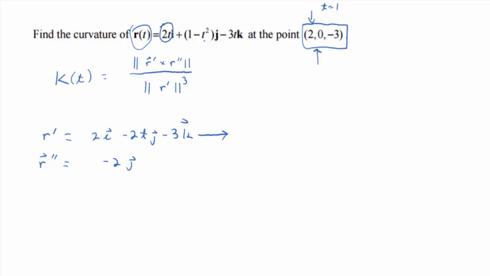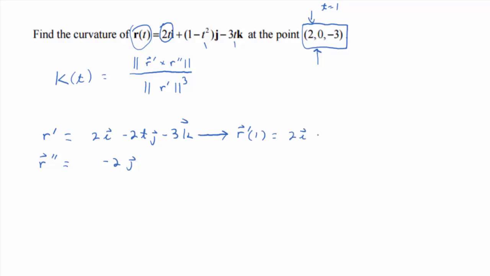Do you get 0 for the second component when you plug in 1? Yeah. Do you get negative 3 for the third component when you plug in 1? Yeah. Okay, so that's how this point is generated on the curve represented by r of t. It's by a t value of 1. So if I go ahead and find r prime of 1, what's the only thing that changes?